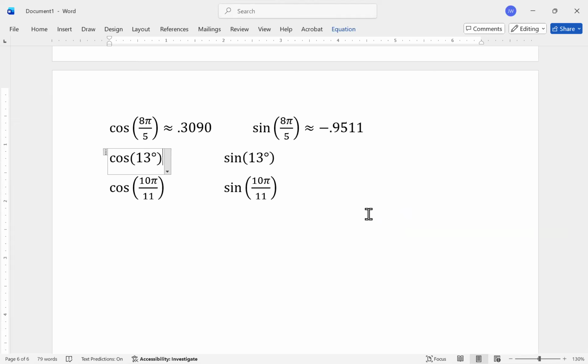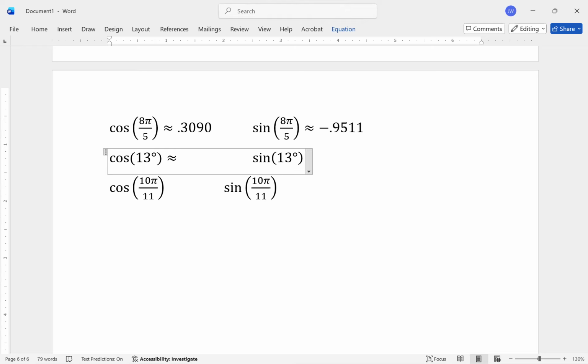And by the way, the output of the wrapping function would obviously be 0.3090, comma, negative 0.9511. Now, if I'm asked to find cosine and sine with 13 degrees, then I need to make sure that my calculator is in degree mode. Again, these are not going to be exact values that I'm going to be writing down. They're going to be approximate.